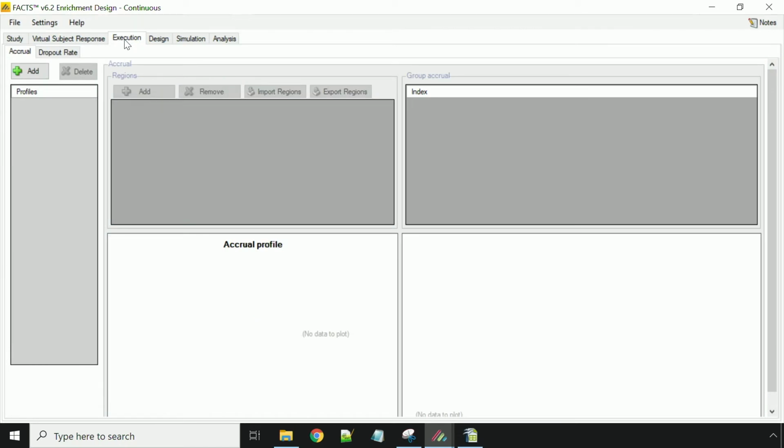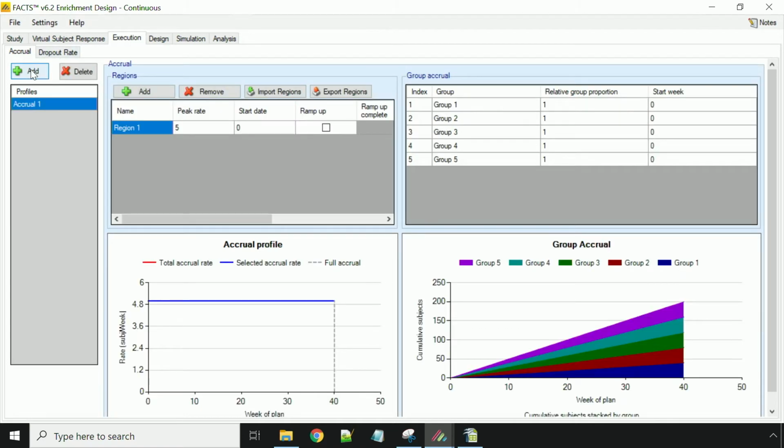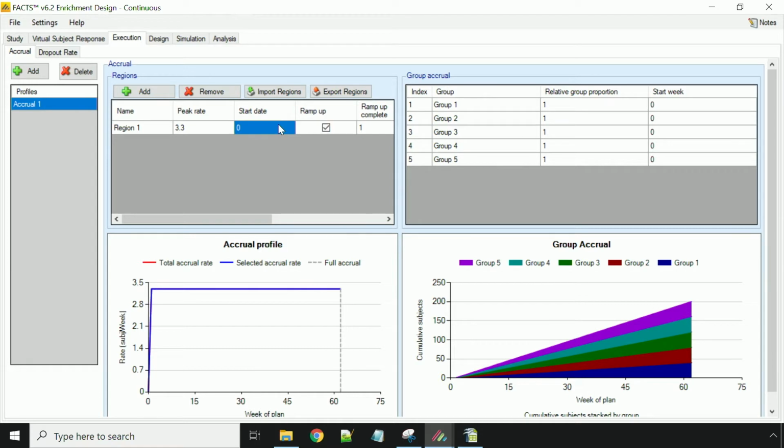So on the next tabs, we're just going to give the details of the execution properties. So we've got the accrual profile, where, if you remember, we said that the average recruitment rate was going to be 3.3, and there was going to be a ramp. We'd expect the accrual rate to slowly ramp up over the first 26 weeks.